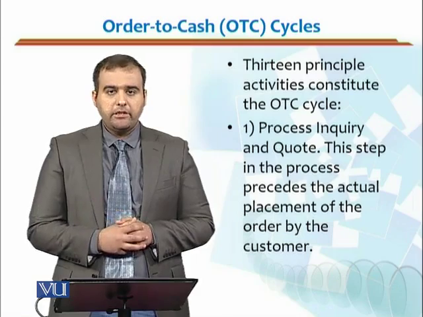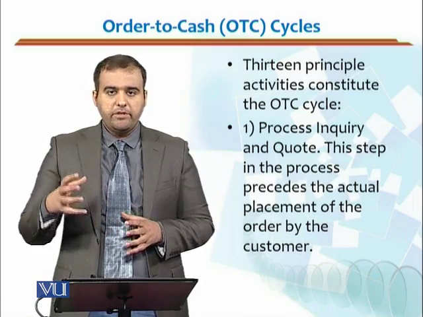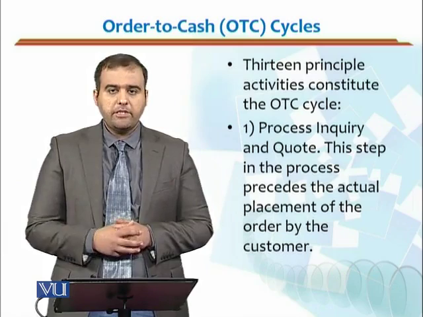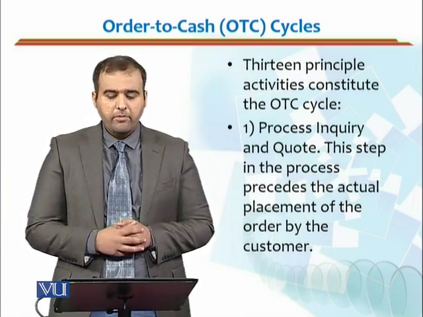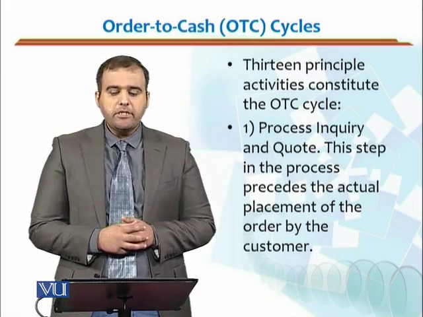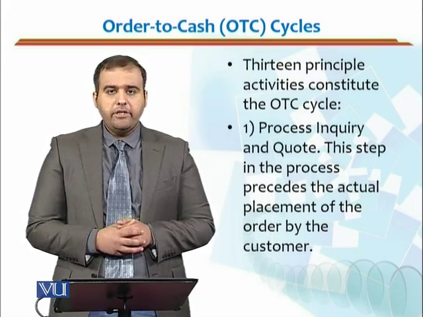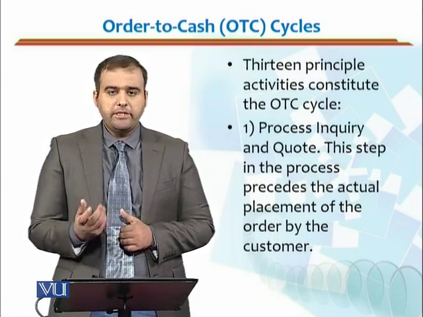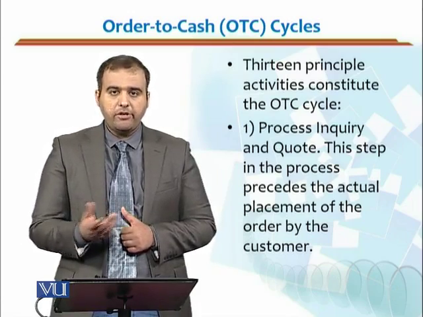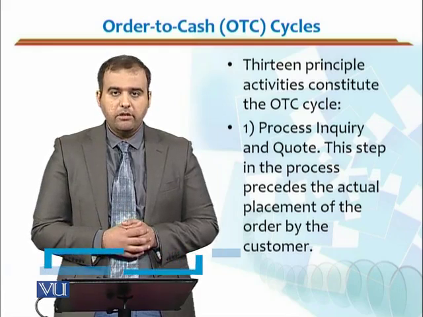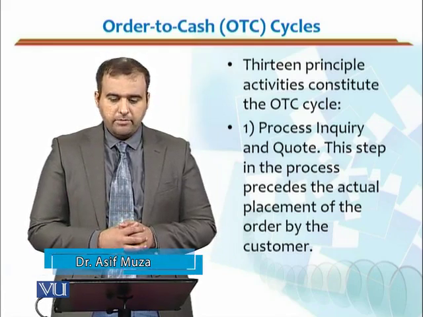Students, now let us talk about the order to cash cycle, which we mentioned earlier. That is the order cycle or order to cash cycle, which is from the physical distribution performance cycle towards the customer, and customers would actually be generating the cash. So there are actually 13 principal activities which constitute the OTC cycle. OTC here means the order to cash cycle or order cycle, if you want to simplify that term.